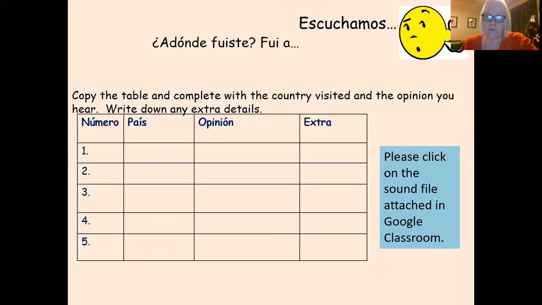You need to write down the table first of all. And there are 5 people. 5 personas van a hablar. 5 people are going to speak, and they're going to tell you el país, and that is the country where they went. Una opinión, so an opinion of their trip, and then any extra, so any extra details that you can hear. 5 of them to listen to. As I say, you have control over how many times you listen to the sound file. Click on it in Google Classroom to listen. And again, I'm going to stop for a second. You can pause the recording now and do the listening in your own time.